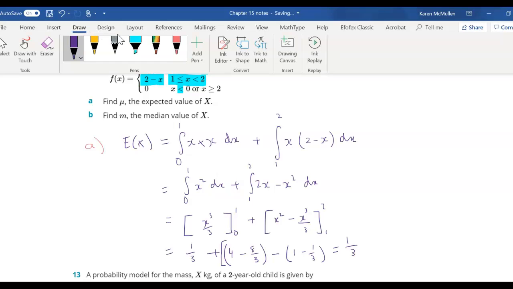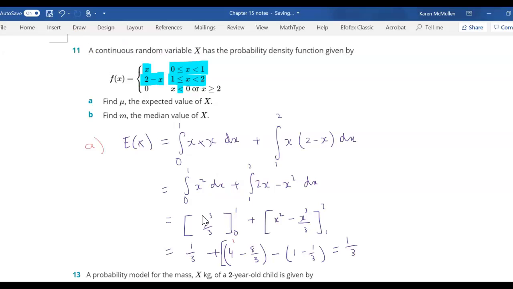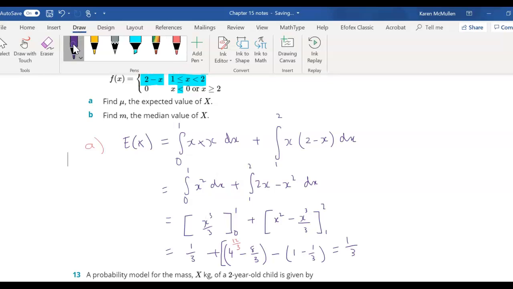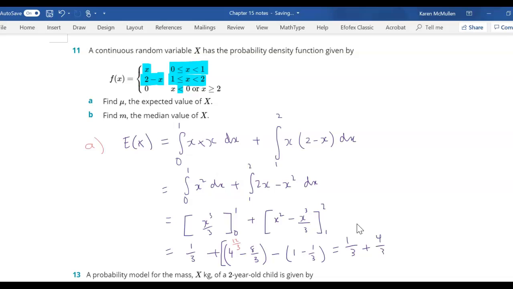Now I'm just going to rewrite the fraction. Sorry, 4 as a fraction, so that's 12 on 3. Just makes it a little bit easier. Don't have to rewrite it all. 12 on 3 minus 8 on 3 is 4 on 3. And then we've got 3 on 3 minus 1 on 3 is 2 on 3, so minus 2 on 3.